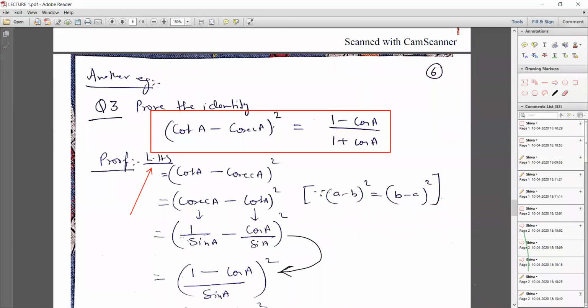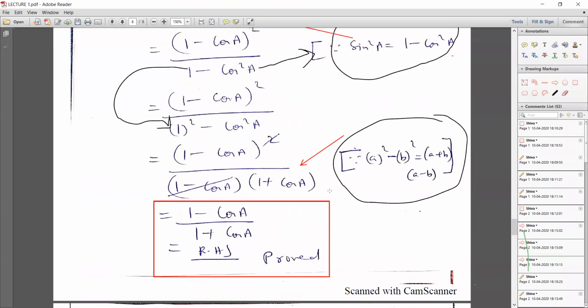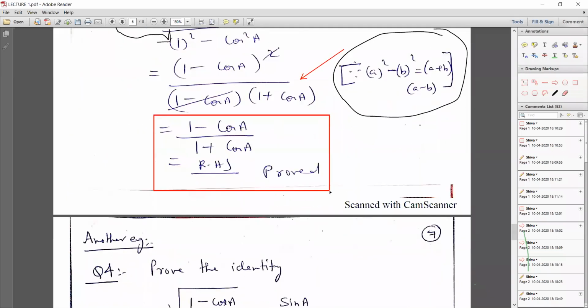Okay, this is our right hand side, and see, you have to proceed with the simple values. Don't think about the substitution of other values, and applying the trigonometrical ratios in a haphazard manner. Is there any doubt in this sum?